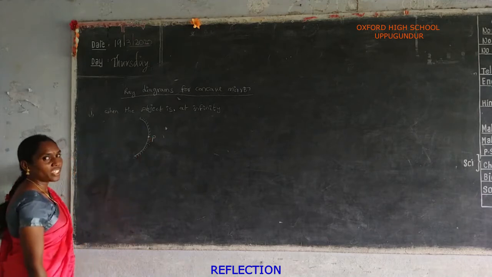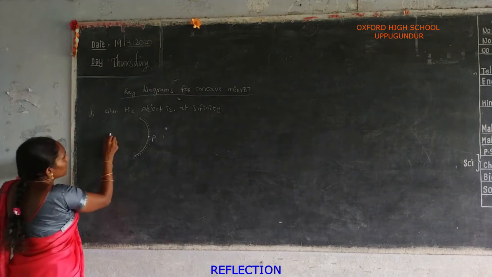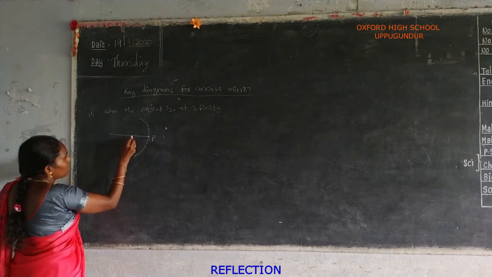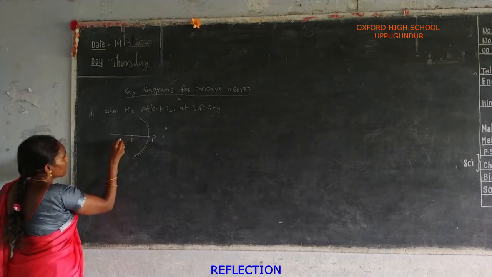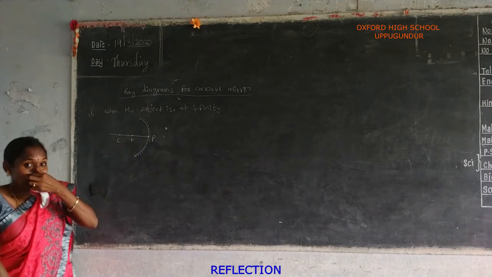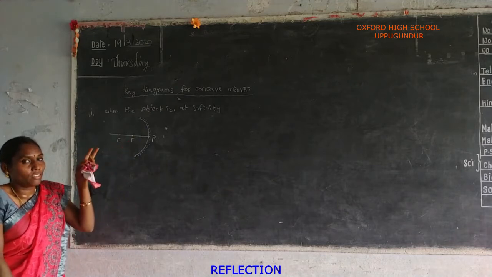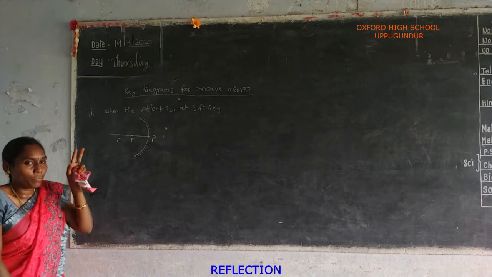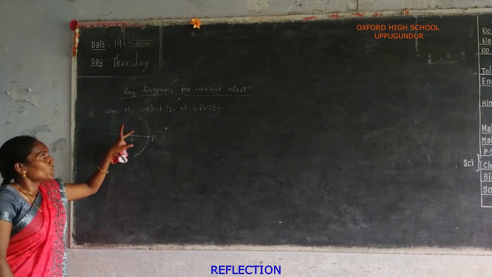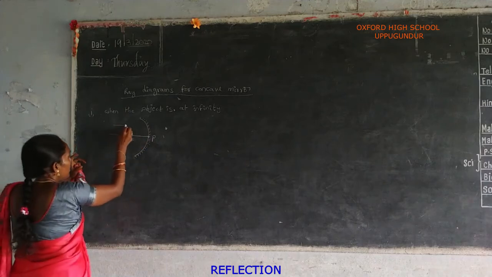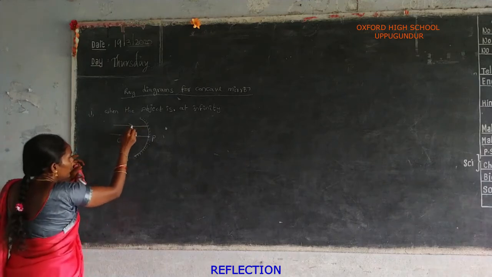Pole means the midpoint of the mirror. The horizontal line which is passing through the pole and center of curvature is called the principal axis. And the object is at infinity. Infinity means a very long distance, like the sun. For example, the rays are coming from the sun and are incident on the concave surface. Light rays always travel in a straight line. This is the incident ray.